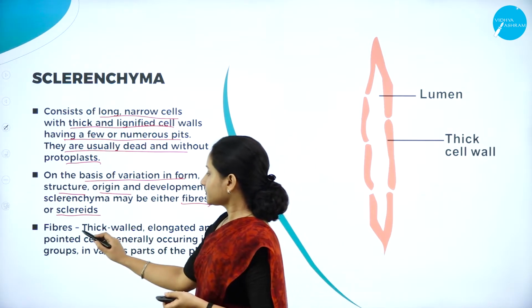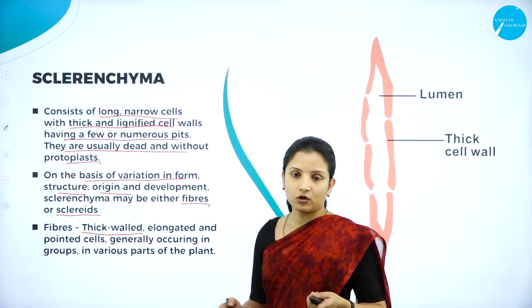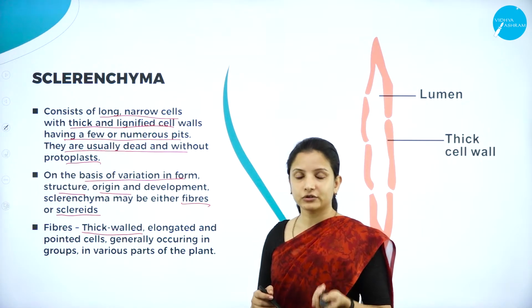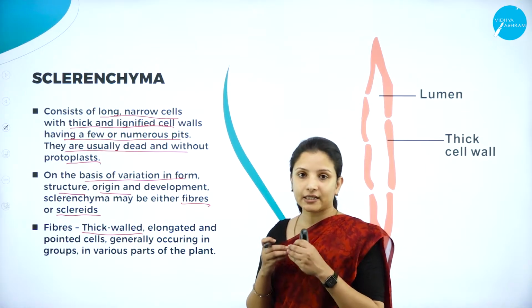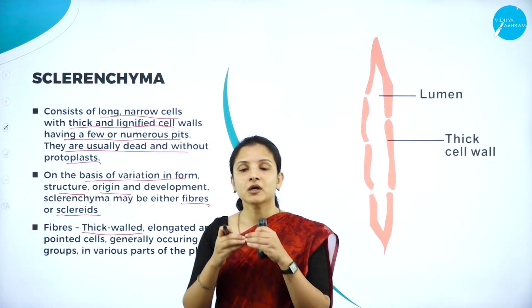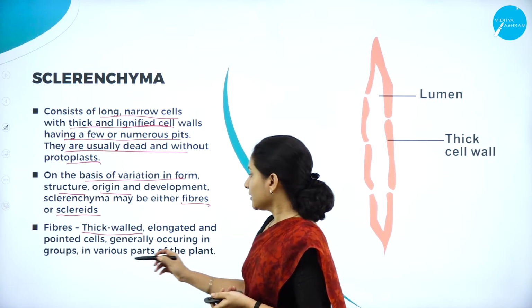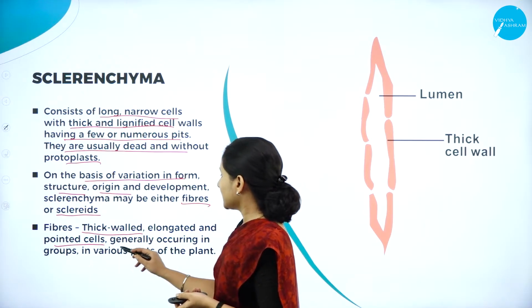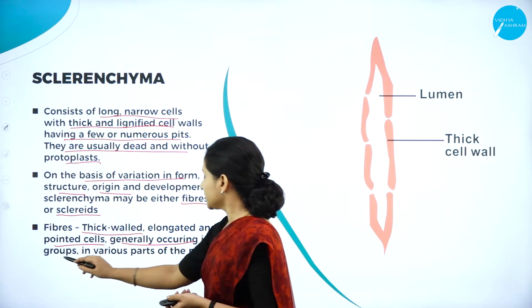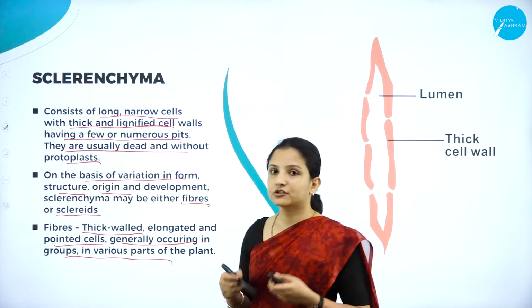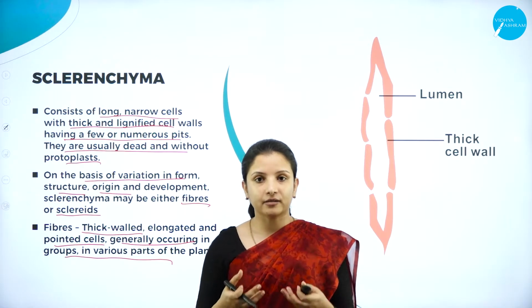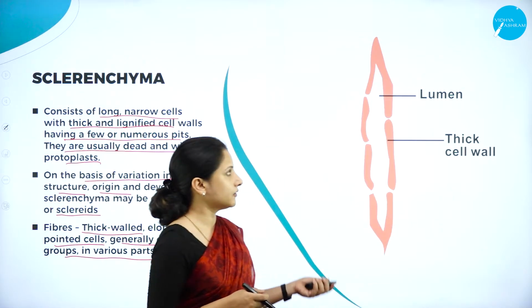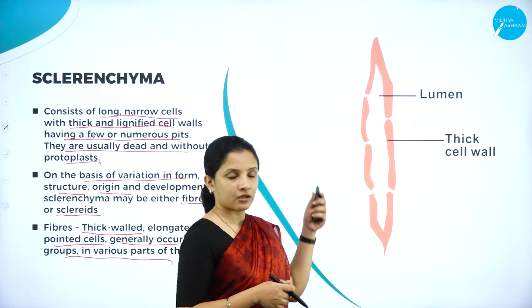They are usually thick-walled. The sclerenchyma fibers are also thick-walled. They are elongated, narrow, and tapered at each end. That means they have a pointed end. So they are pointed cells, and they usually occur in groups in various parts of the plant. Fibers usually provide rigidity to the plant. We all know that. And here we have taken the example of a fiber.